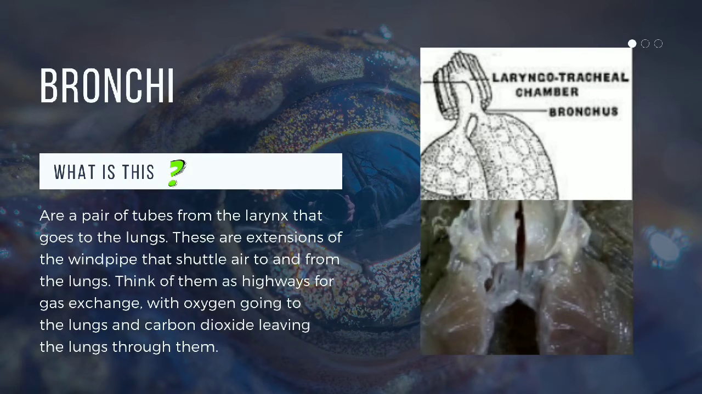Bronchi are a pair of tubes from the larynx that go to the lungs. These are extensions of the windpipe that shuttle air to and from the lungs. Think of them as highways for gas exchange, with oxygen going to the lungs and carbon dioxide leaving the lungs through them.